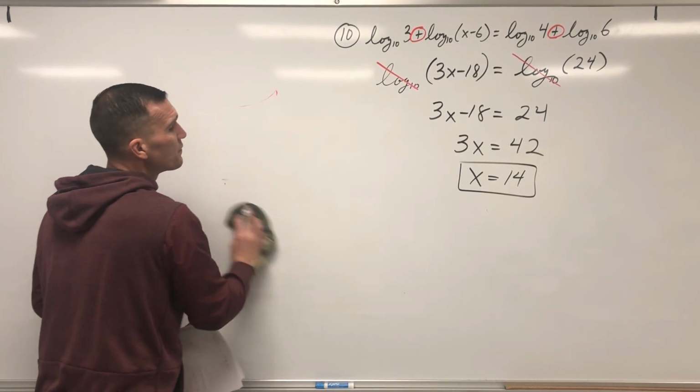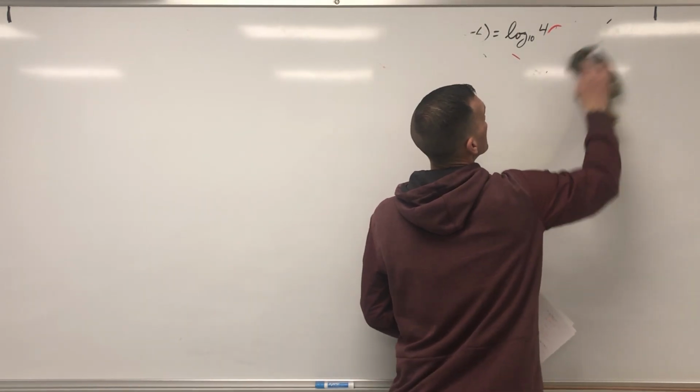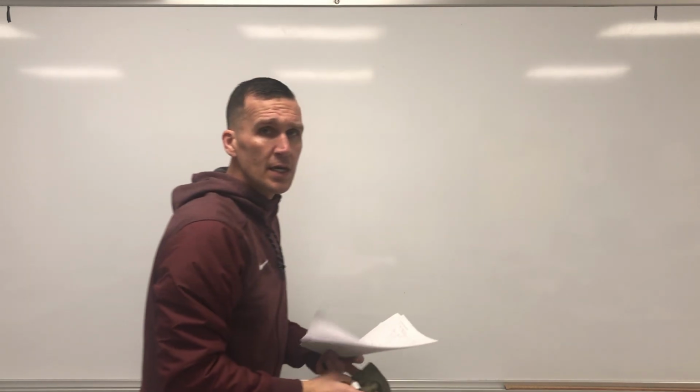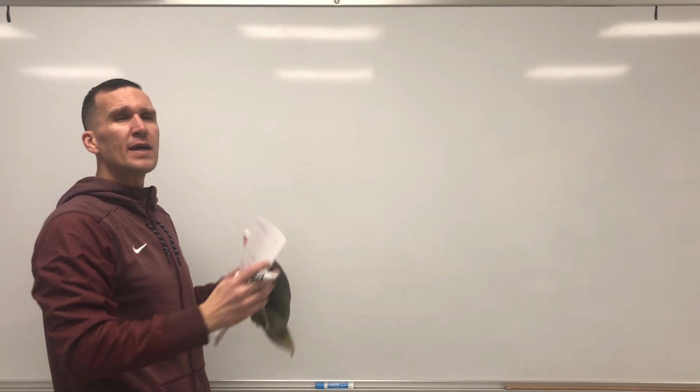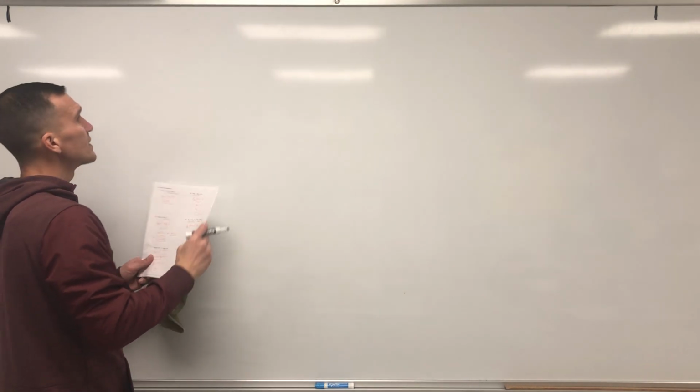So one of the more confusing problems for kids would be when things aren't kind of like in areas they should be, or on the sides of the equation. So we're going to see number 11.